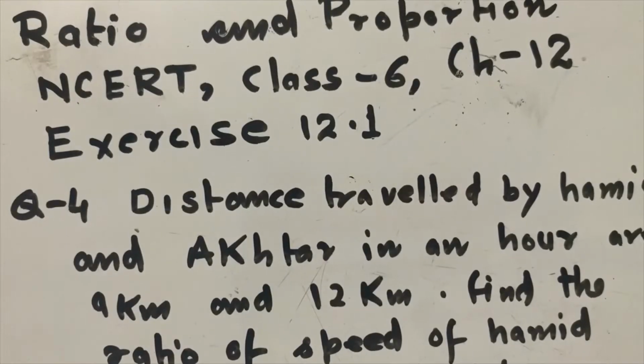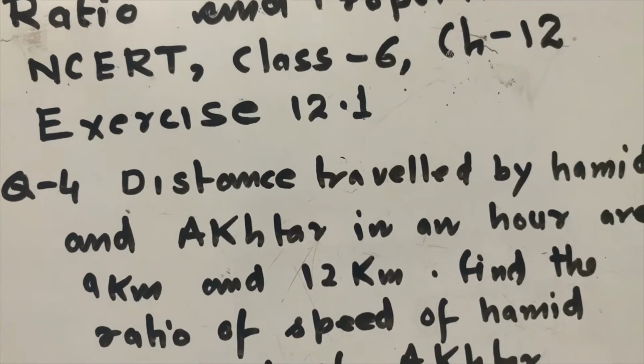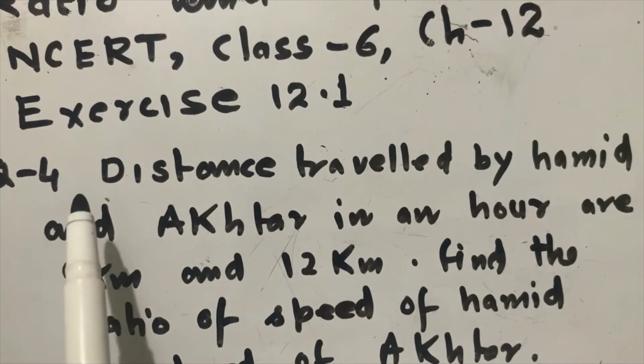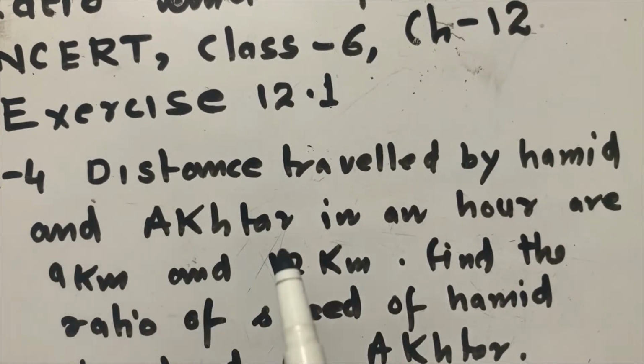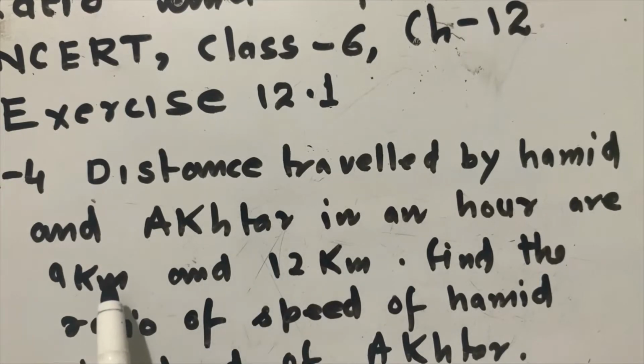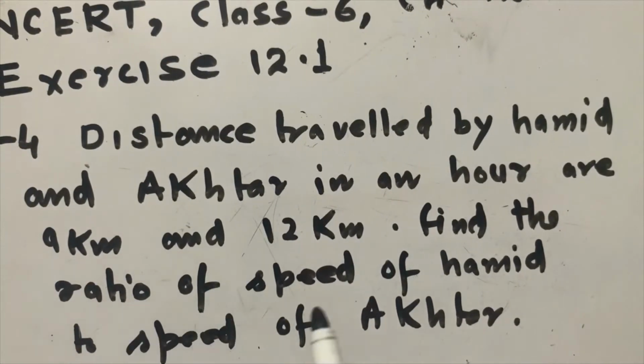Now question number 4 of exercise 12.1, ratio and proportion. Distance traveled by Hamid and Akhtar in an hour are 9 km and 12 km. Find the ratio of speed of Hamid to speed of Akhtar.